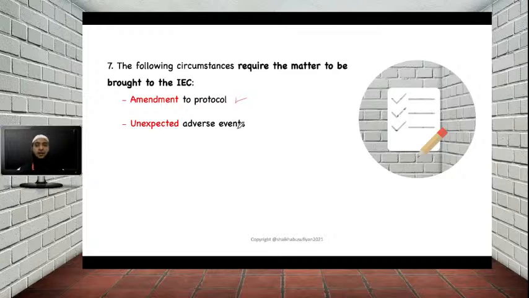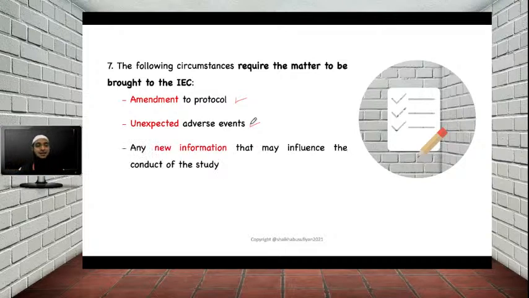Secondly, unexpected adverse event. Suppose you have started the study and you did the risk benefit ratio earlier, but during the process of risk benefit ratio calculation you did not foresee that adverse event, right? You did not think about what could happen in the future, but now you have already started the study and suddenly you observe that the patient is suffering from an unexpected adverse event. If that is the case, then such an adverse event must also be brought to the notice of the ISC committee.